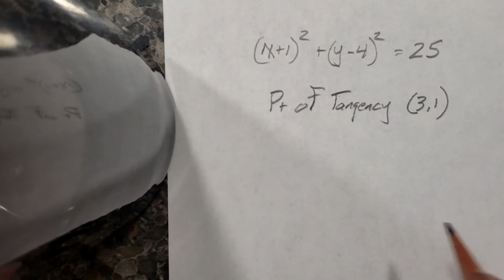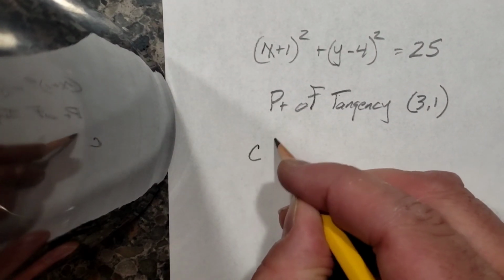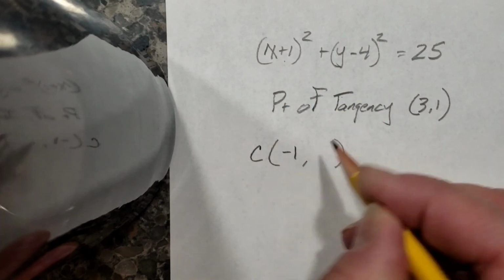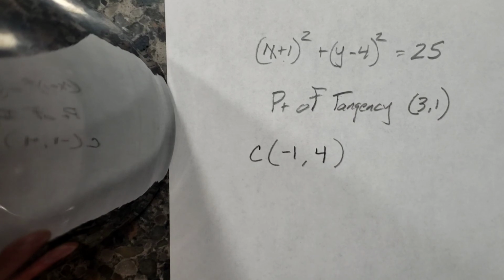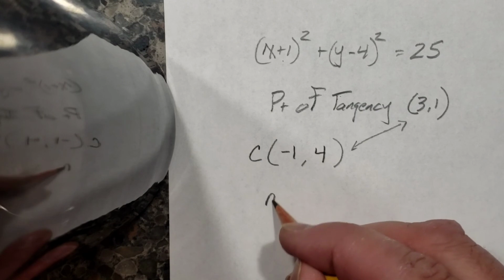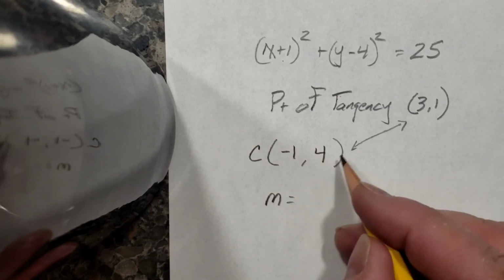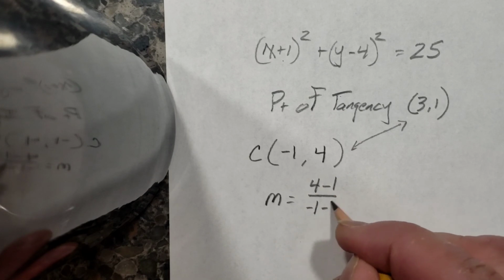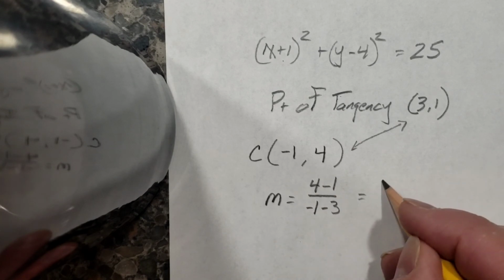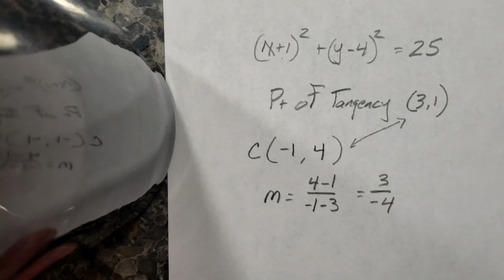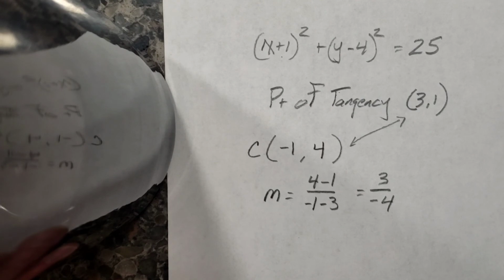Okay? Now, first we need to find the center of our circle. And using this here, we have negative 1 and 4. Okay? And using that with our point of tangency, we're going to find the slope of that. Okay? So we want 4 minus 1 over negative 1 minus 3. And that gives us 3 over negative 4. There's the slope of the radius that gets us to the point of tangency.